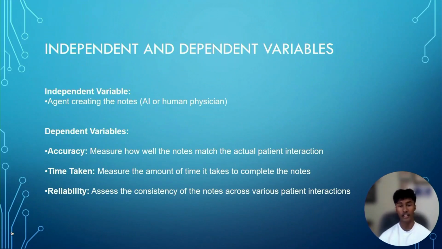In terms of variables, the main important thing to notice here is that the independent variable would be the agent creating the notes. What we're really testing here is the difference between a physician human-based note and an AI scribe-based note.